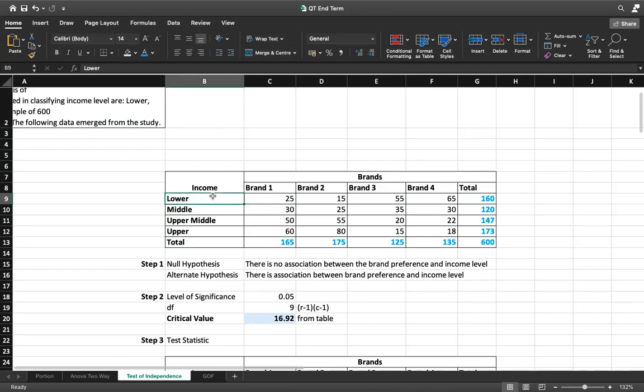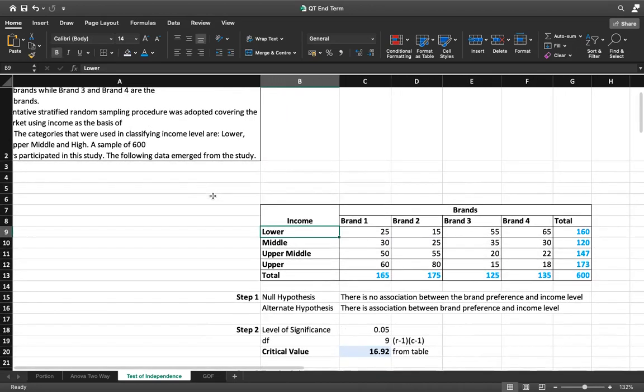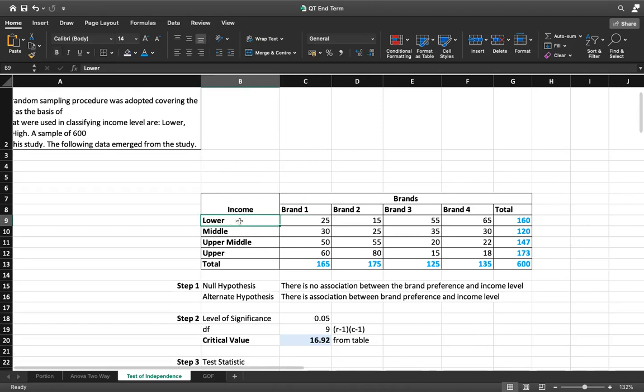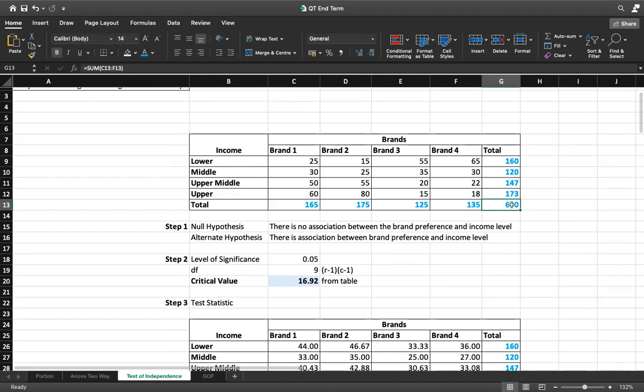They have said that this is also a random sampling procedure. So from the lower income, 25 people preferred brand 1. From the upper middle, 22 people preferred brand 4. This is what the table basically means. The first step that I have done is I've found the total of all the columns and all the rows. The 600 basically means that there were 600 participants in the survey. So 600 people were taken as a sample.